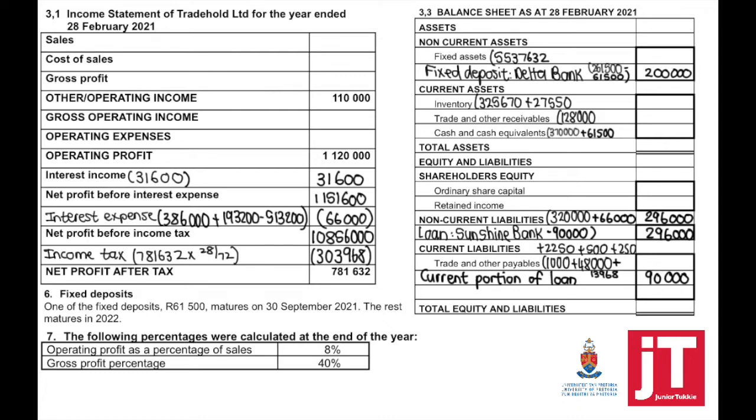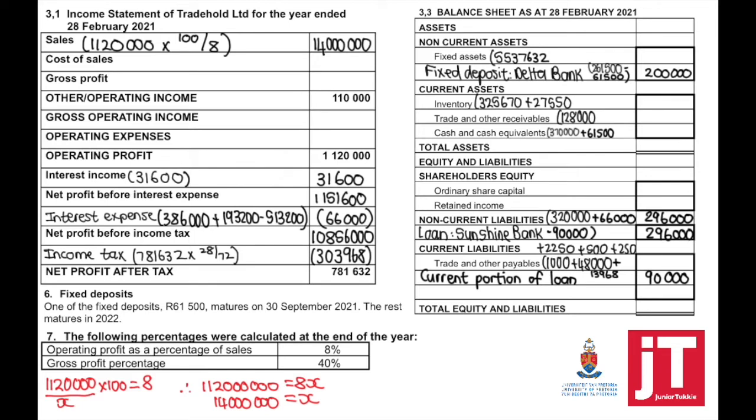So to calculate the operating profit as a percentage of sales, you take the operating profit divided by sales. Remember now, financial indicators, a formula sheet will be provided, but you still need to make sure that you study your financial indicators. So if I look at this, the operating profit is given. I want to calculate sales, which is now my X, times 100 equals 8. So to find X, we have to say the operating profit times 100 divided by 8. My sales is equal to 14 million.